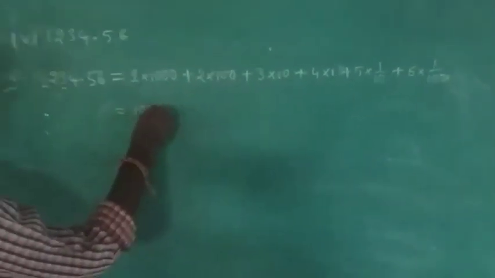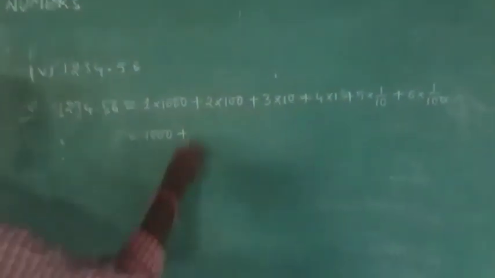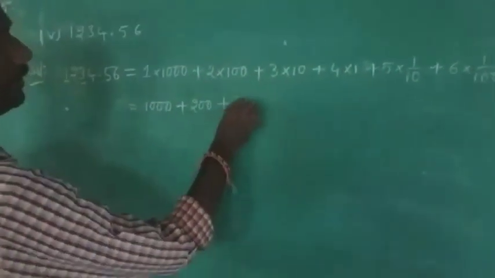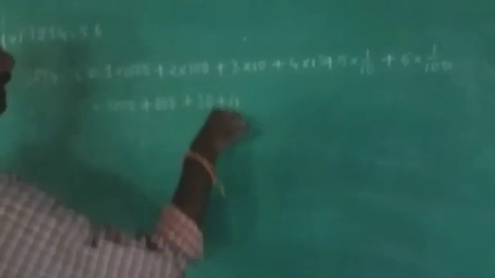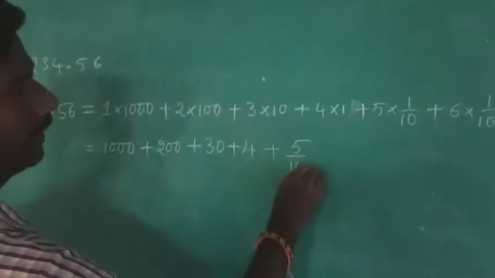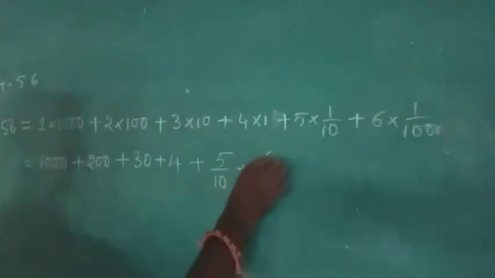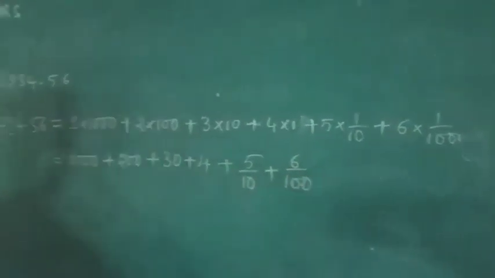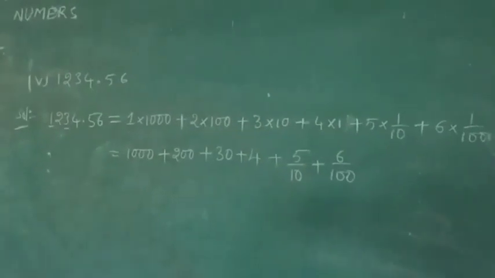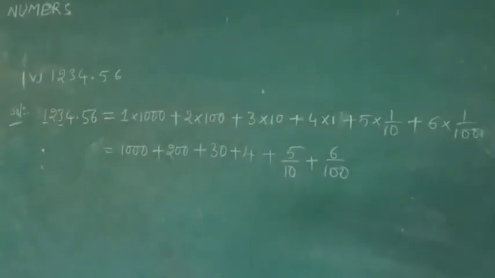So now 1 into 1000, 1000 plus 2 into 100, 200 plus 3 into 10, 30 plus 4 ones are 4 plus 5 ones are 5, 5 by 10 plus 6 ones are 6 by 100. So this will be the expanded form.